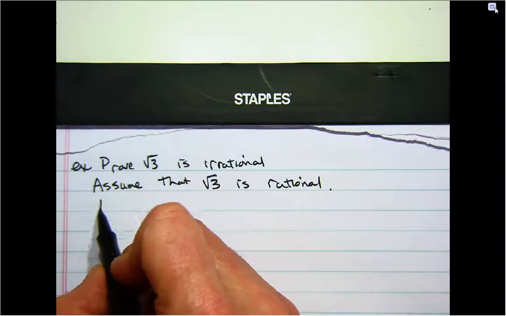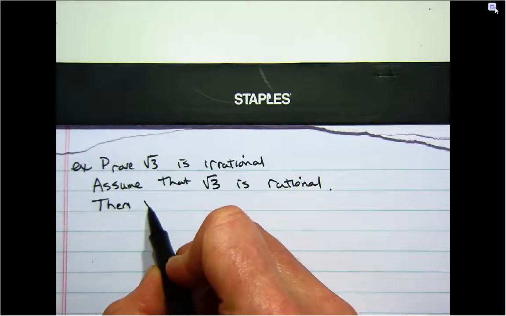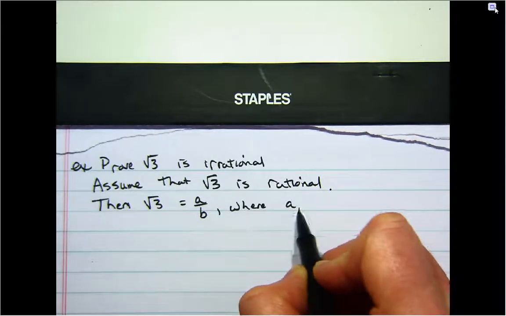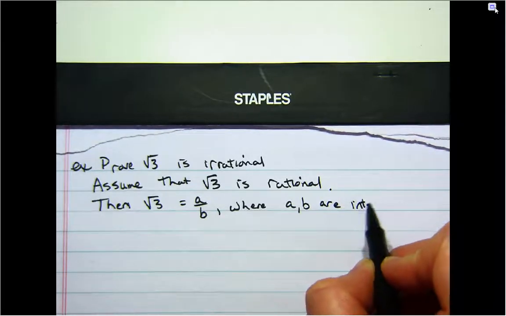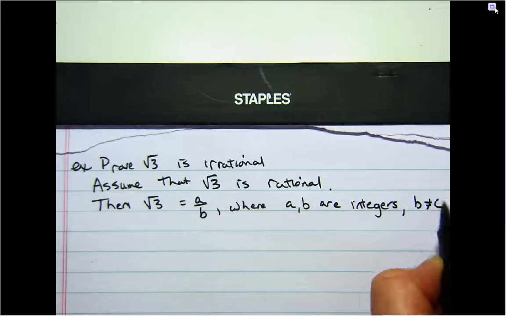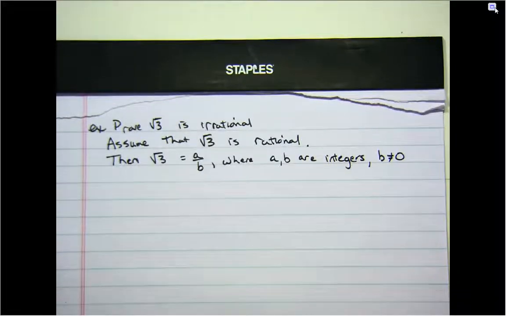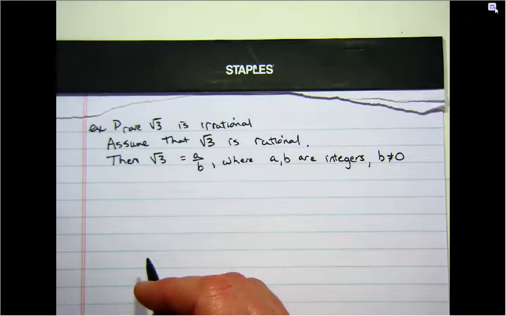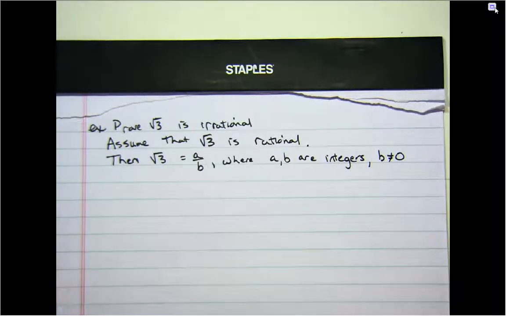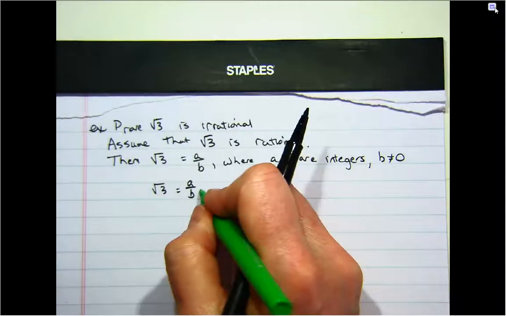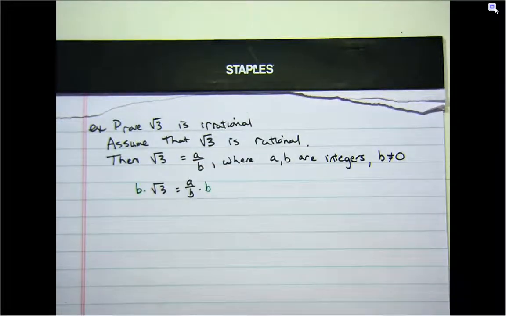Okay, so assume that it is rational, then the square root of 3 equals a over b, where a and b are integers, and b is not 0. So we're just going to our definition. So this gives us some algebra to work with, so here's where you would do the algebra. Multiply both sides of this little equation by b. And the b on the right-hand side cancels then.